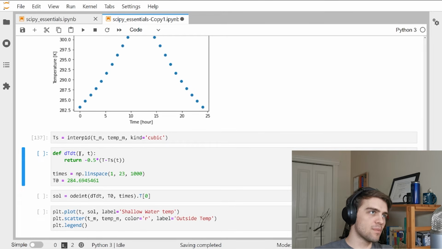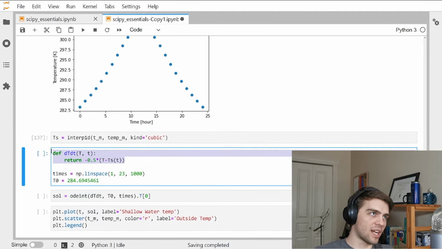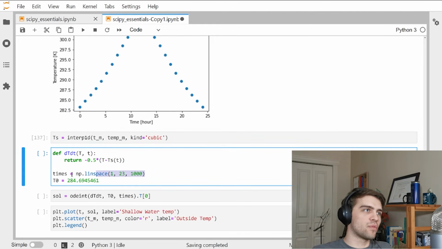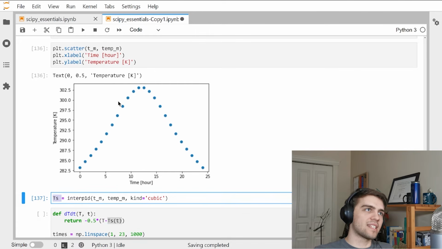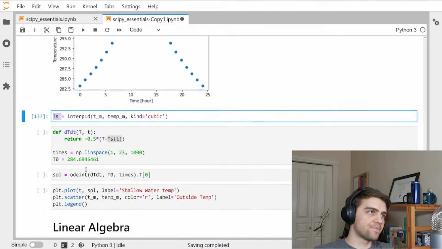So I have dT/dt, which is of course a function of t and little t. This is a one-dimensional ODE. Like the examples I went over before, I define everything I need to know about the differential equation. I find the times that I want to solve it for. So it's T minus Ts of t. Remember that Ts is a function here. It takes in a value of t, and it will return what the outside temperature is throughout the day as a function of t.